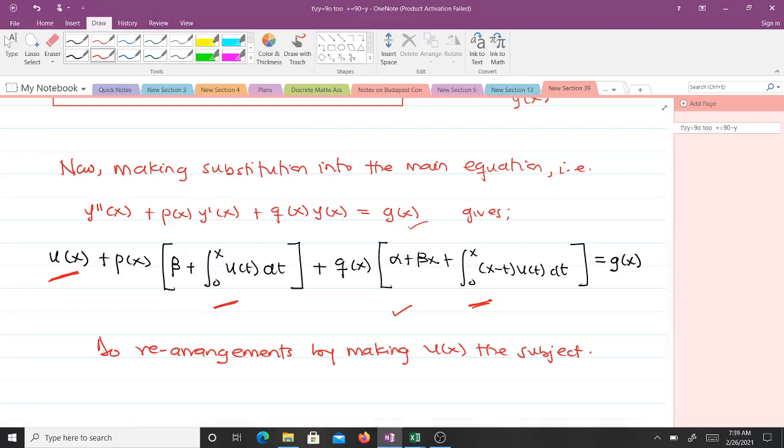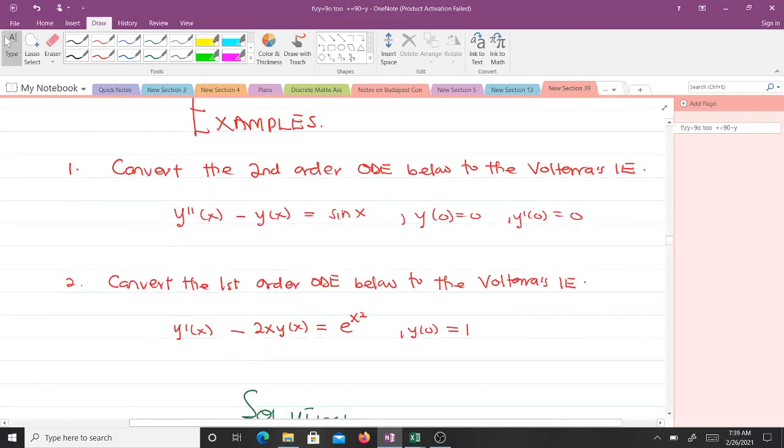So we will take two examples to make sure the understanding is very clear. The examples are: we are going to convert a second order ODE to the Volterra's integral equation, and for the second question, a first order IVP to the Volterra's integral equation.